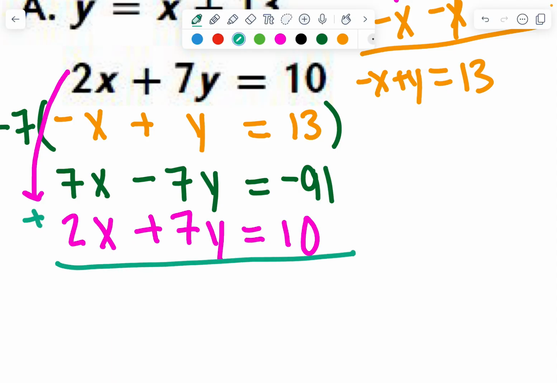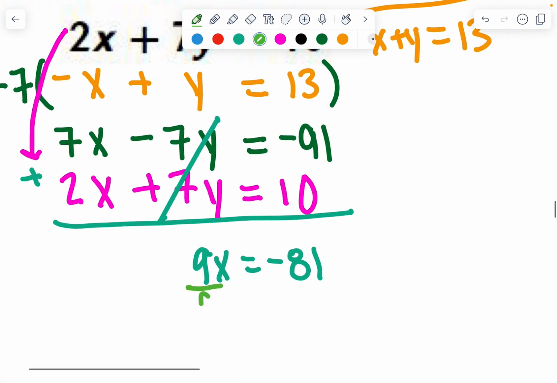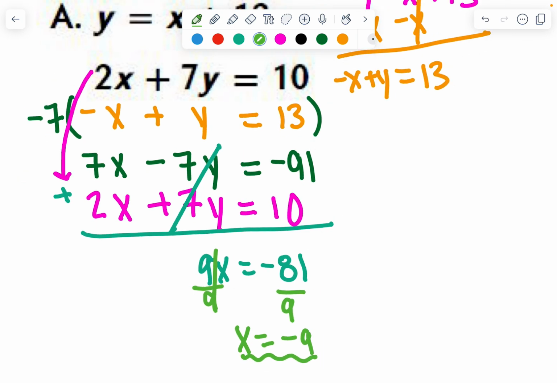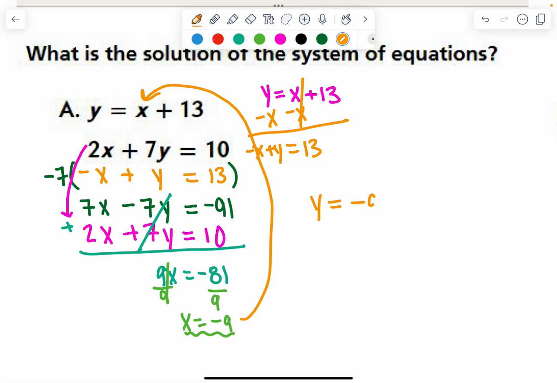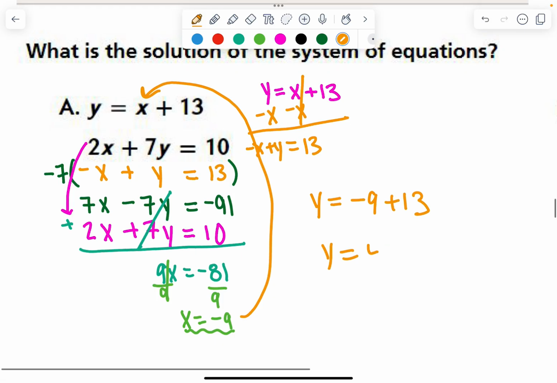So negative 91 plus 10 is going to be a negative 81. Our 7y's are going to cancel. 7x plus 2x is going to be 9x. You can go ahead and divide both sides by 9. And we're going to get x equals negative 9. And then once again, you are plugging back into one of the equations. I'm going to use the first one. So we're going to have y equals negative 9 plus 13. So y equals positive 4, sorry. And our ordered pair is going to be negative 9, comma 4.